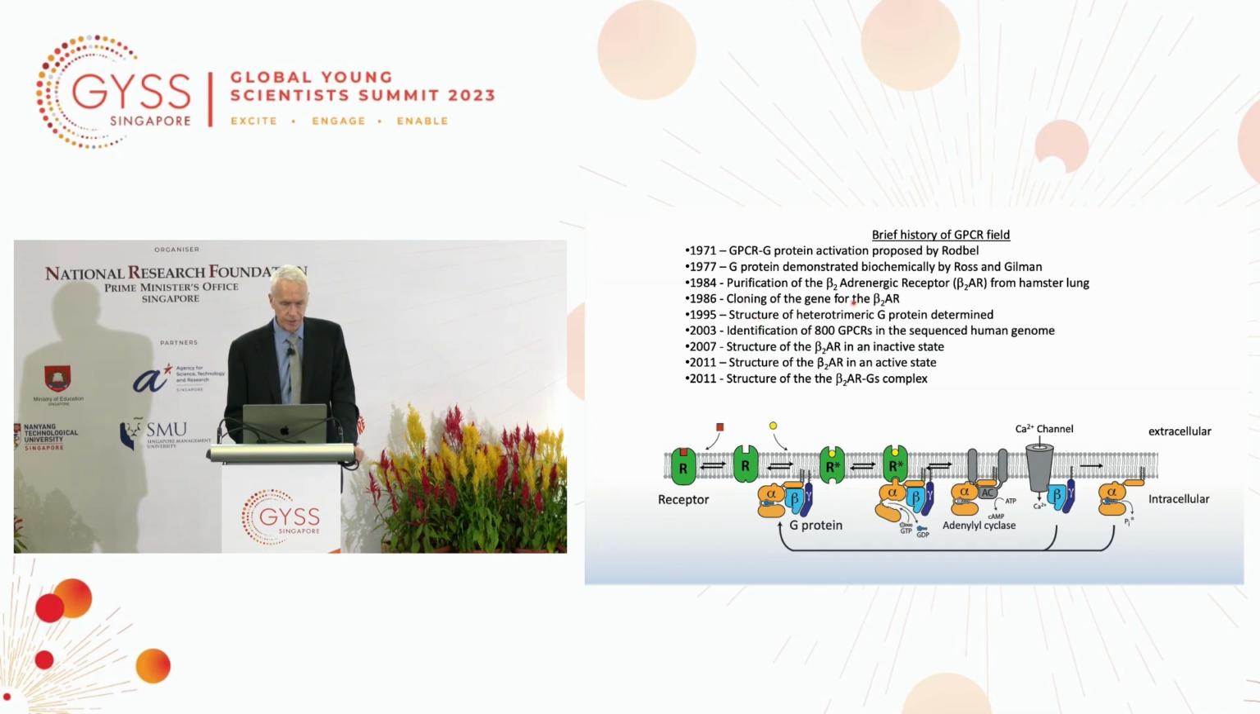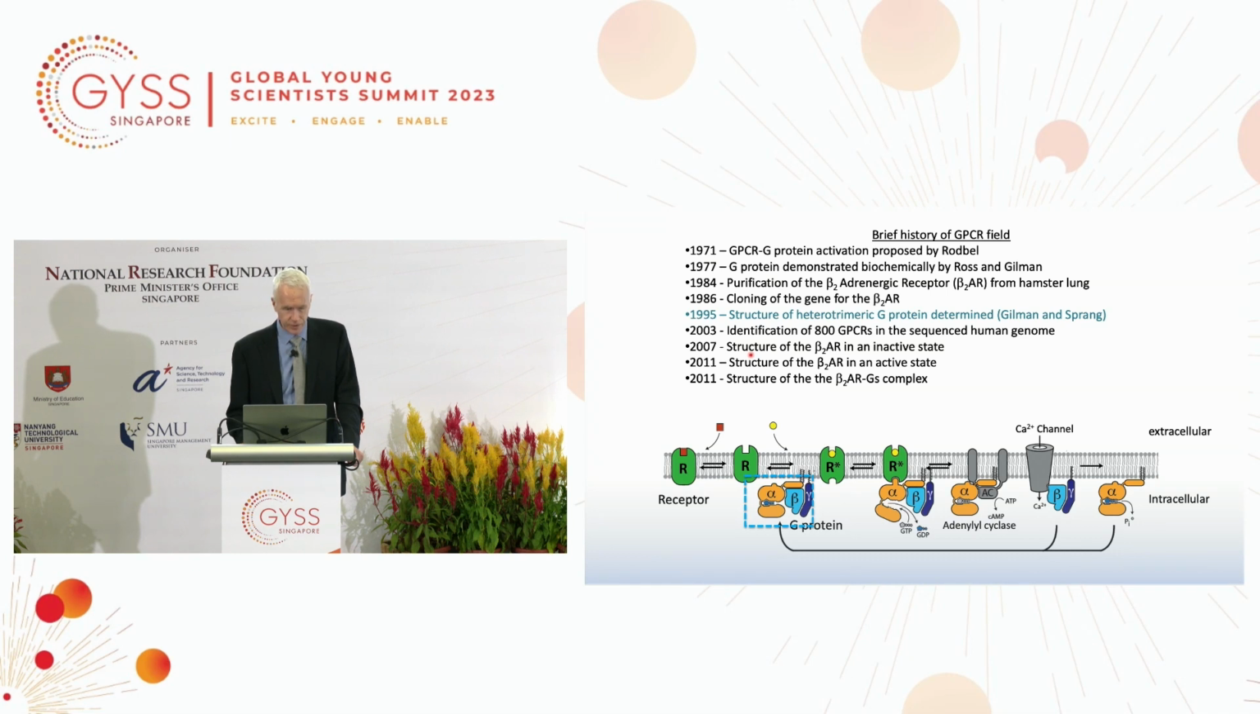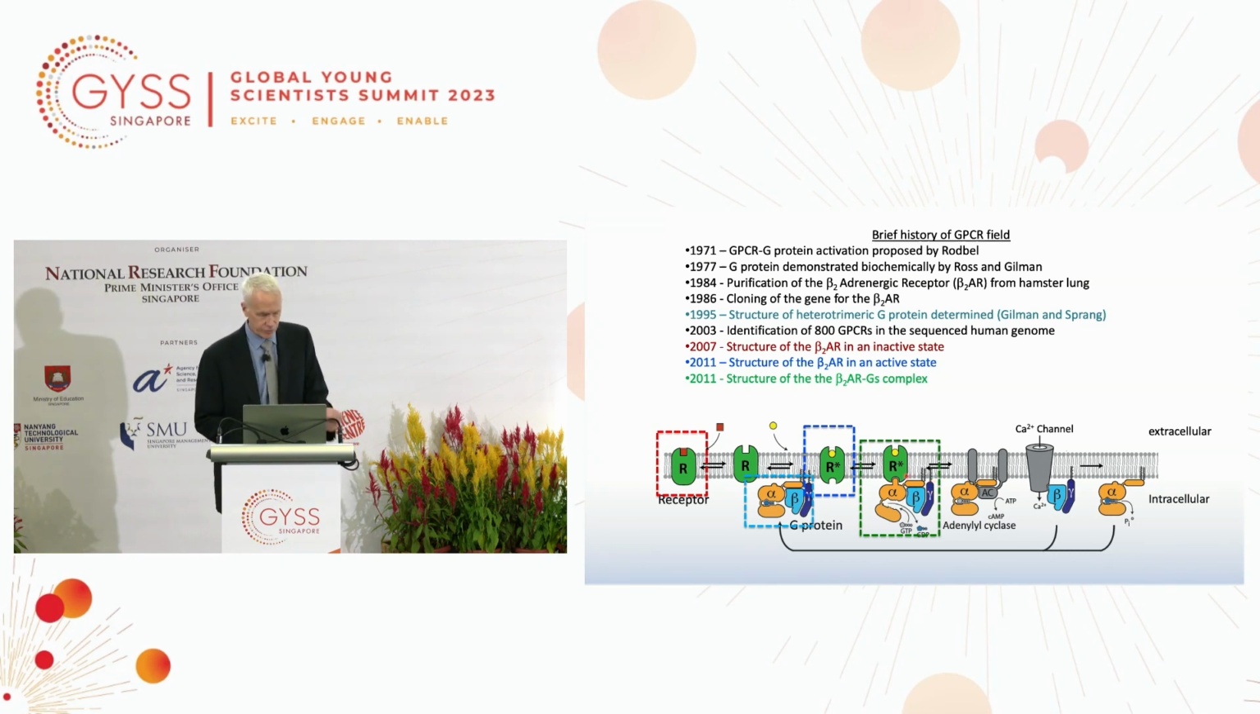But so after the cloning, the next milestone in the field came when the Gilman group obtained the structure of a heterotrimeric G protein. It wasn't until 2003, after the human genome was sequenced, that we realized that the family was so large, with 800 members. And then in 2007, we were finally able to get the first structure of a G protein coupled receptor in the inactive state. This, again, was the beta-2 adrenergic receptor. Several years later, we were able to get a structure of the beta-2 receptor in the active state. And then at the end of 2011, we were finally able to get a structure of a receptor caught in the act of activating a G protein.